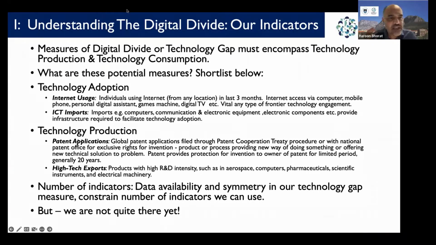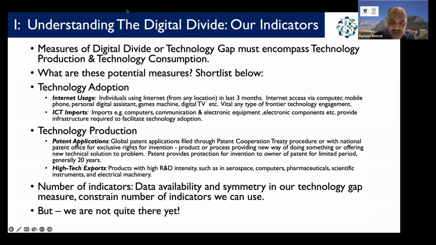So technology adoption, the obvious and the easiest is internet usage, right? So I want to understand individuals at the country level that are using the internet and using it regularly. So the data we have gives us, as you can see there, individuals using the internet from any location in the last 3 months, right? What do we mean by internet access? Well, it's via the computer, personal phone, digital assistants, a games machine, digital TV, it doesn't matter, right? The key is that individuals at the country level or households are accessing the internet. We have data on that. We have data going back 20, 30 years from the World Bank on that.